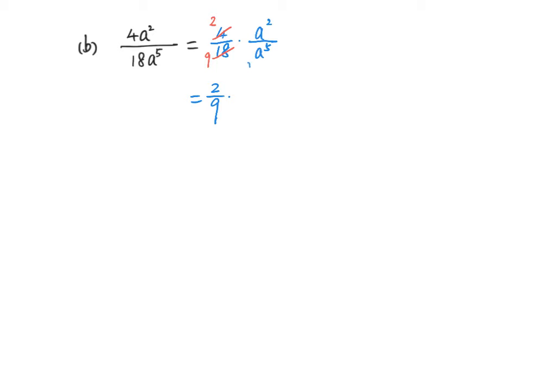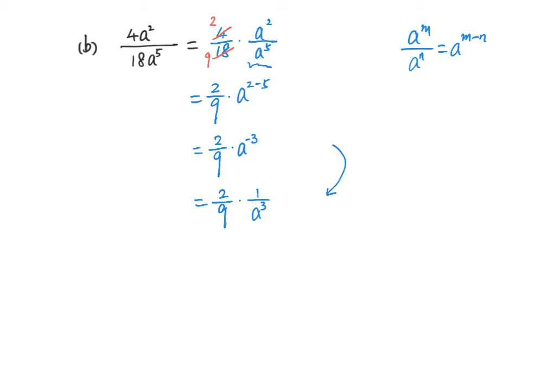And for the second part, you just need to apply a to the power m over a to the power n equals a to the power m minus n. So here you have a to the power 2 minus 5. So what you have, 2 over 9 times a to the power negative 3. For negative power, you need to change it to positive power. 2 over 9 times 1 over a to the power 3.